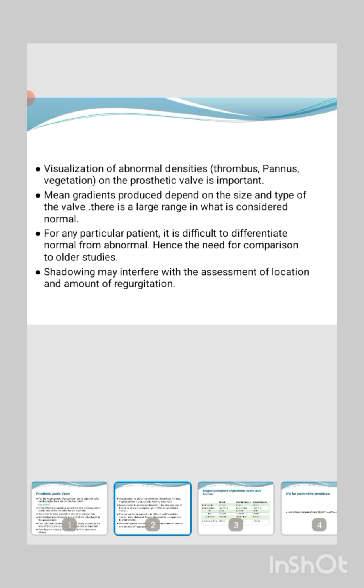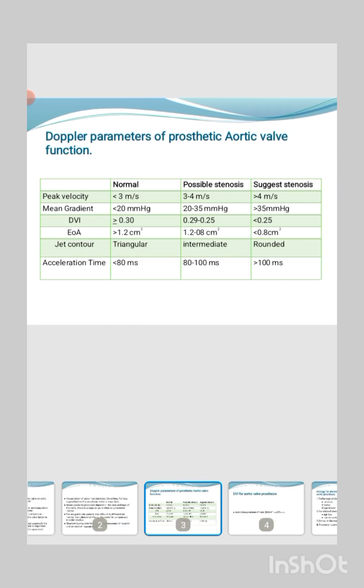Mean gradient produced depends on the size and type of the valve. There is a large range which is considered normal. For any particular patient, it is difficult to differentiate normal from abnormal. Hence the need for comparison to older studies. Shadowing may interfere with the assessment of location and amount of regurgitation.